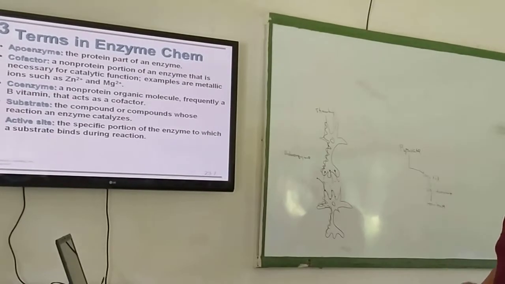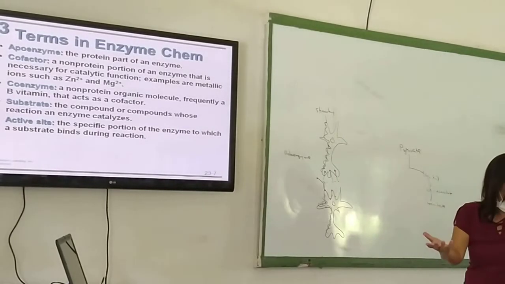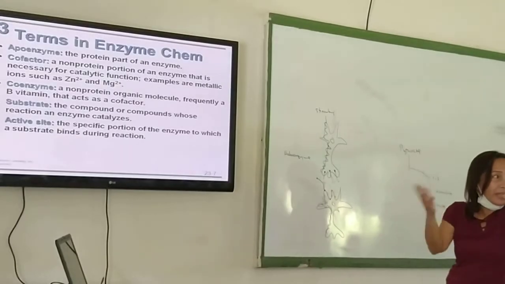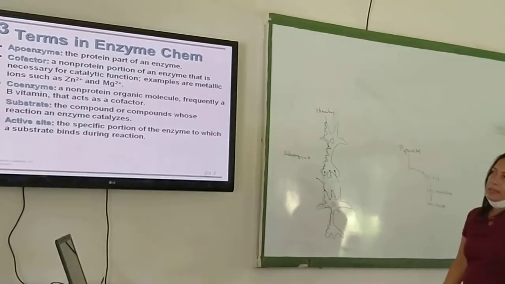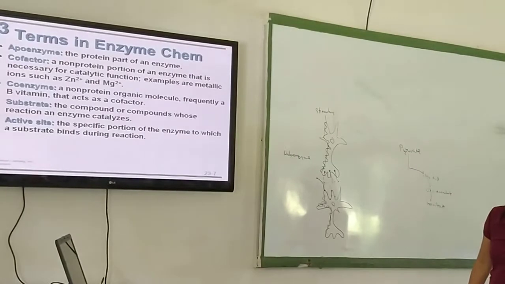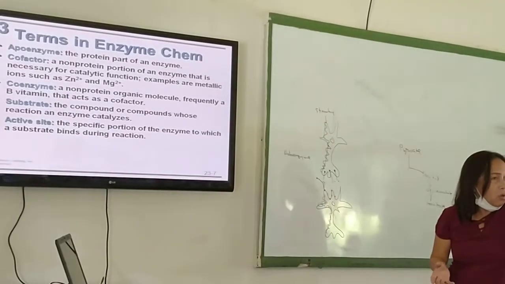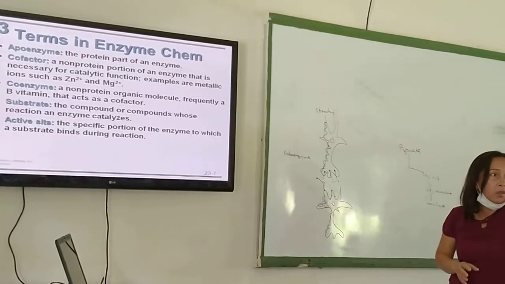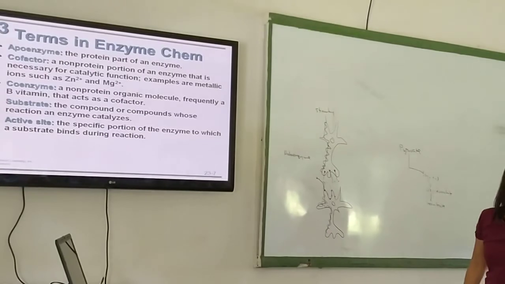Now, the non-protein portion of the enzyme, which is metallic, non-protein and metallic, we call that a cofactor. But if the non-protein portion is an organic molecule, then we call that the coenzyme.